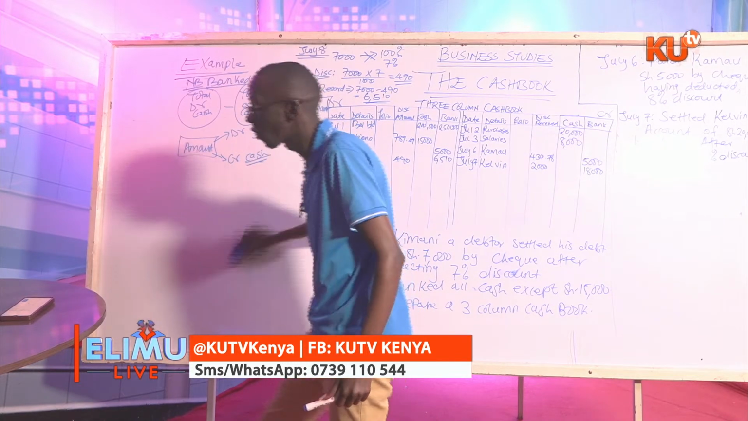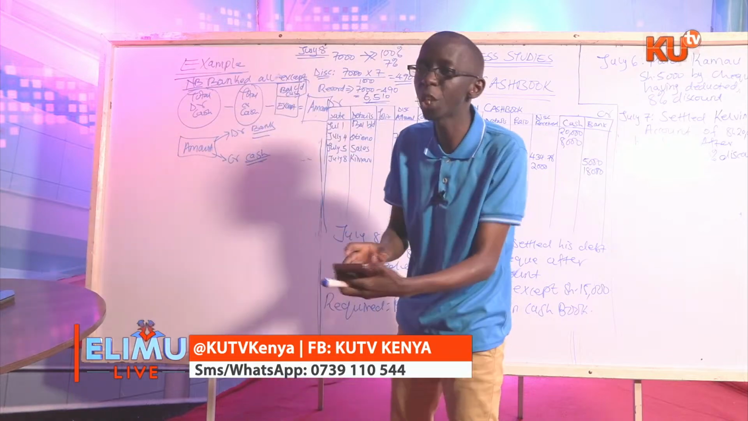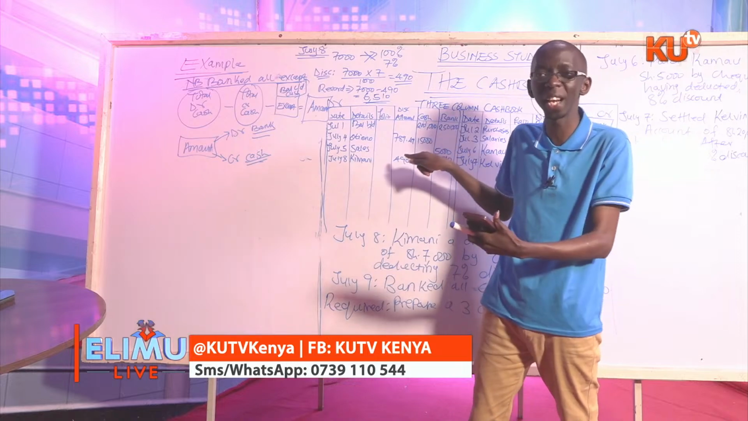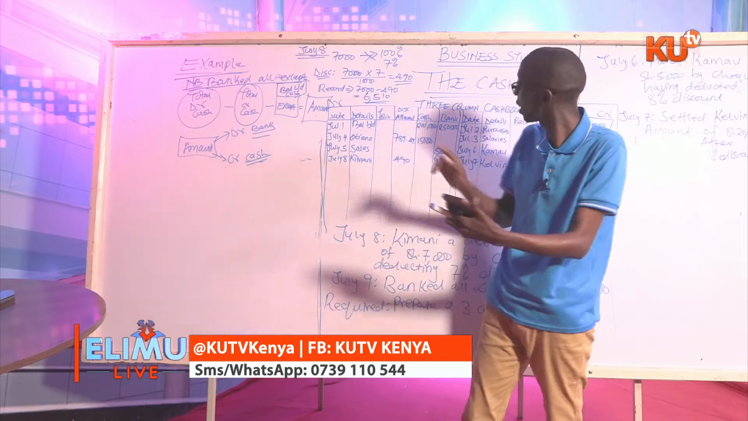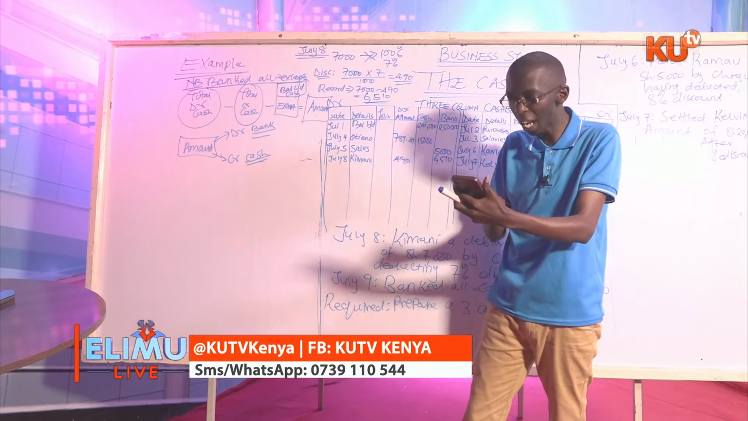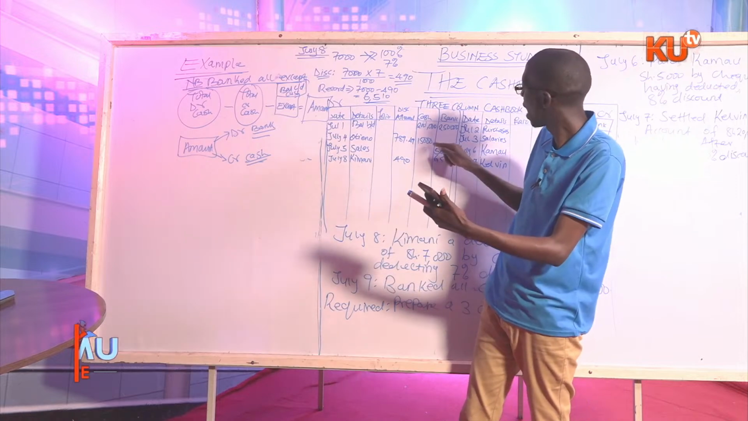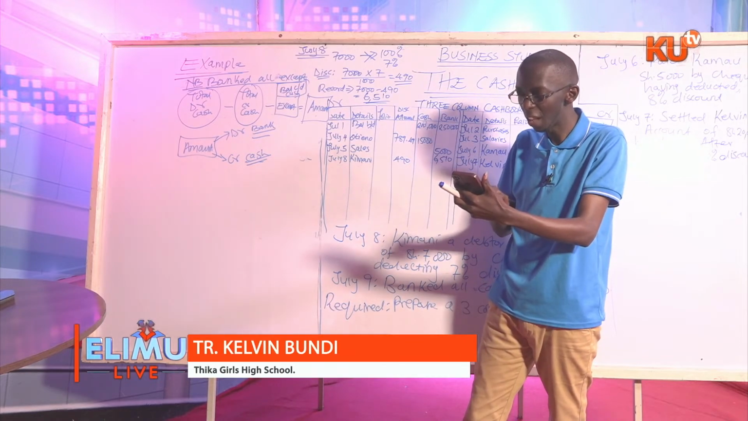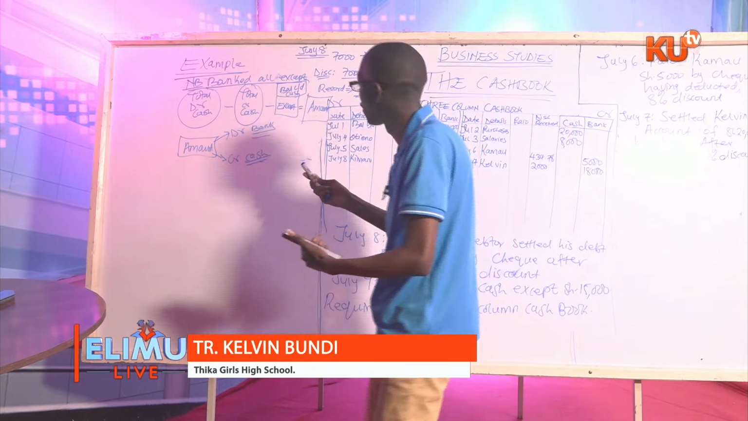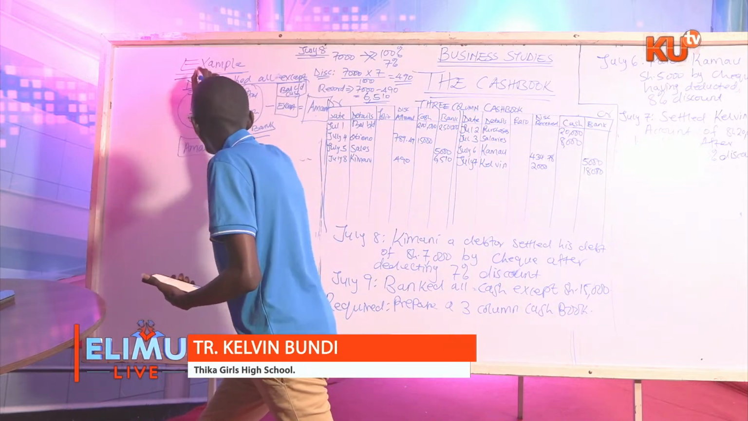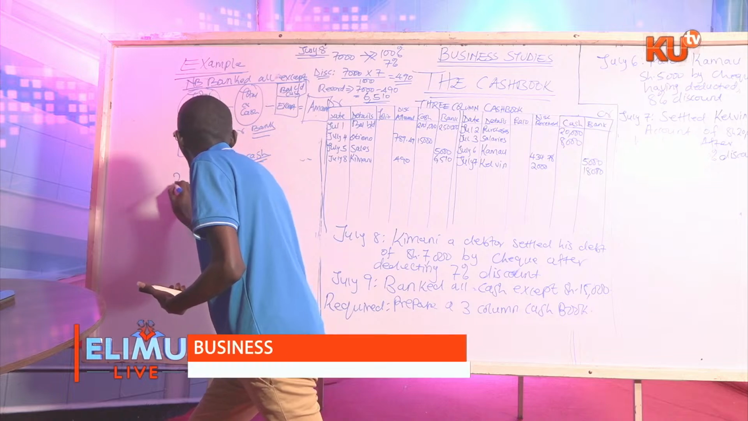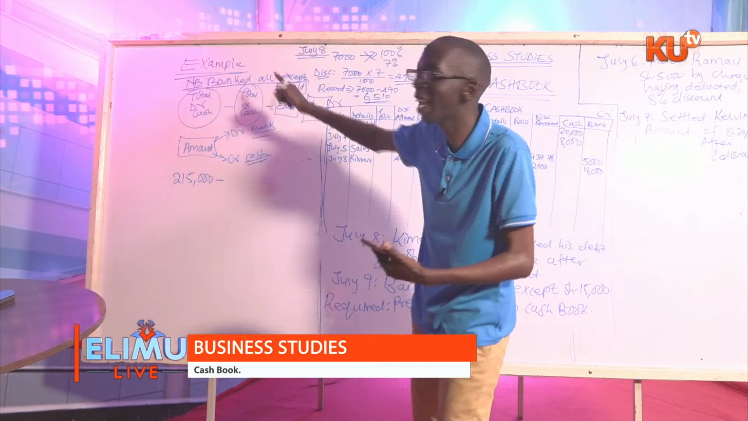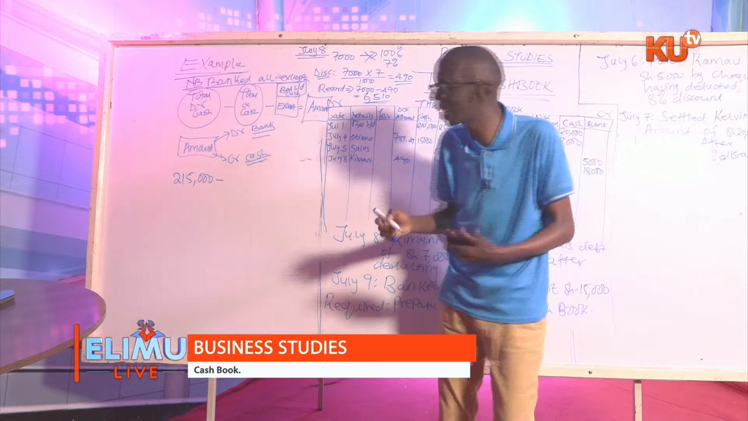Total debit of cash. Take your calculator. This is my calculator. All the cash on the debit side: we have 200,000 and 15,000. You get 215,000. So the total of cash on the debit side is 215,000, minus the total of cash on the credit side.